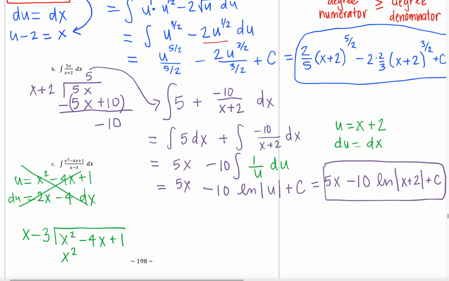So I have to think about what can I multiply x minus 3 by that will give me an x squared right here. Well, if I multiply x by x minus 3, I'll get an x times x, which gives me the x squared that I needed, minus the 3x. That's okay. I didn't need to cancel both terms. I just need to cancel the first one.